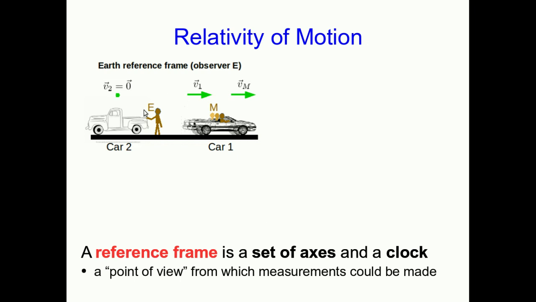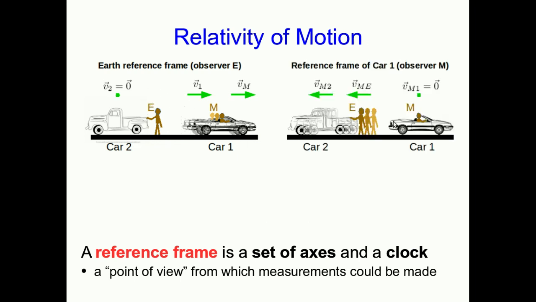Well, just as observer E can make measurements, observer M, who's moving along in this car, and so I'm calling them reference frame M, moving with respect to the Earth, they can also make measurements. So E has a set of axes that they use in making their measurements. M also has a set of axes that they use, but their axes, remember, move along with them and the car.